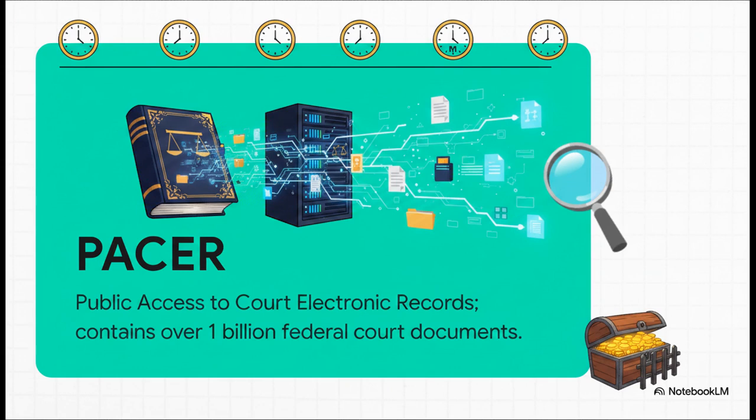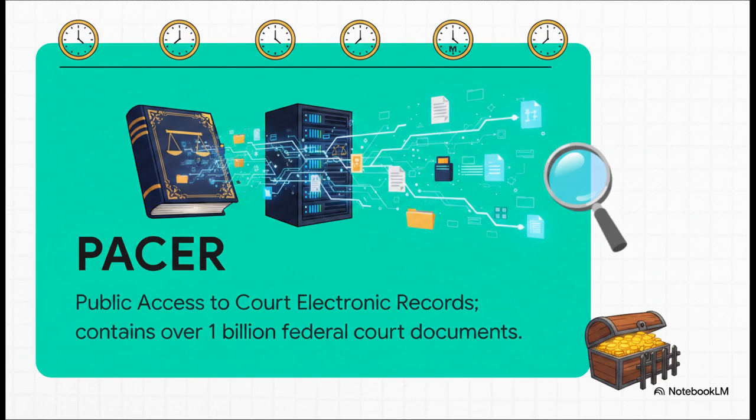If you're hunting for federal records, there's one acronym you absolutely need to know, and that's PACER. PACER stands for Public Access to Court Electronic Records. It's basically the ultimate centralized internet-based database for the federal judiciary. We are talking about a single system containing over 1 billion federal appellate, district, and bankruptcy court documents. It's a total goldmine of information, and it actually updates every single day at midnight.